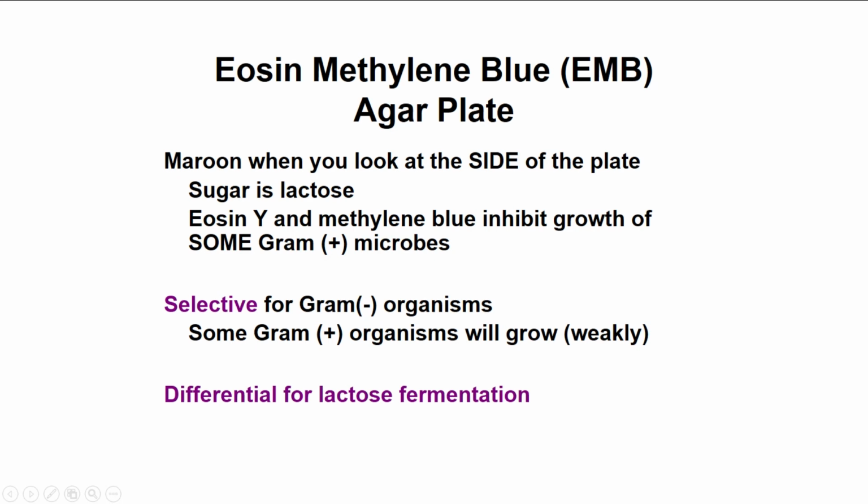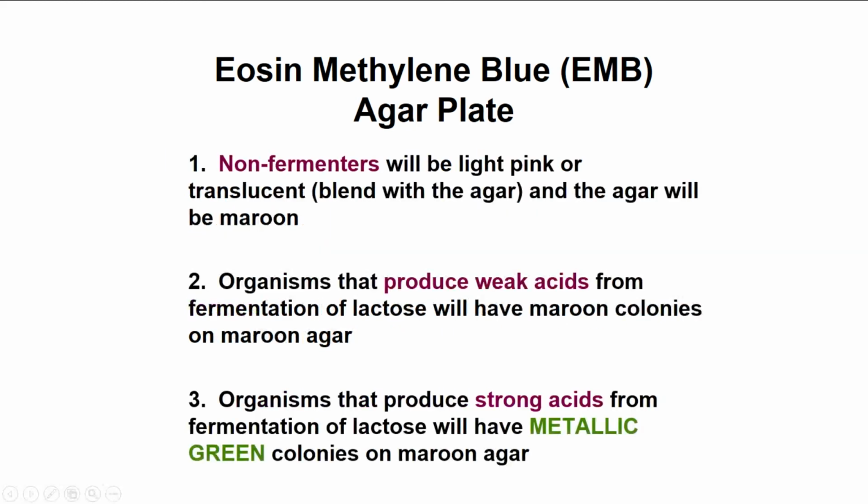So eosin methylene blue, very good at differentiating lactose fermenters. There's not a lot of overlap in color, whereas for the MacConkey's agar, it's much better at selecting for only gram-negative organisms. So this plate isn't very good at selecting, but it's very good at differentiating. MacConkey is very good at selecting, but not very great at differentiating. So EMB plates, you can either be a non-fermenter. If you're a non-fermenter, you'll just stay kind of translucent. You don't really have a coloration to you.